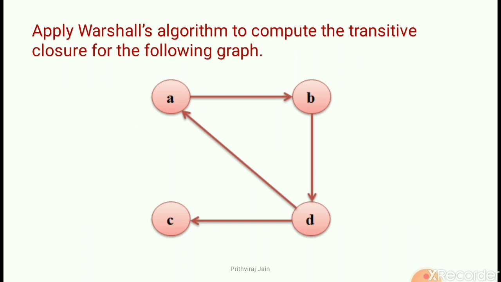Now this is the problem given. Apply Warshall's algorithm to compute the transitive closure for the following graph. Within this graph we have 4 vertices and the graph is a directed graph. We can note one more thing: there is no weight given on any edge.